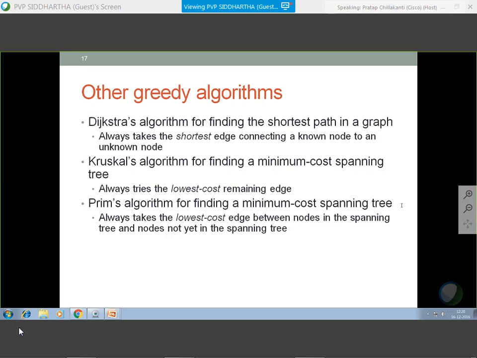And then you have 2 very famous algorithms. One is called Kruskal's algorithm for finding a minimum cost spanning tree. And the other one is called Prim's algorithm for finding a minimum cost spanning tree. Okay. One relies on lowest cost edge. So one is an edge oriented algorithm. The other one is a vertex oriented algorithm. Okay. So we'll be looking at these 2 things in depth. Go to the next slide.